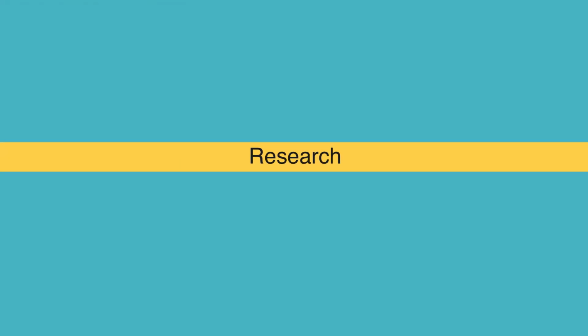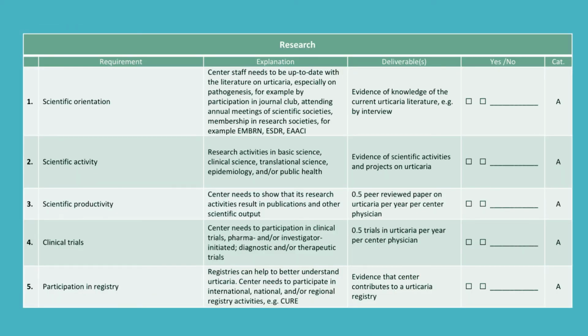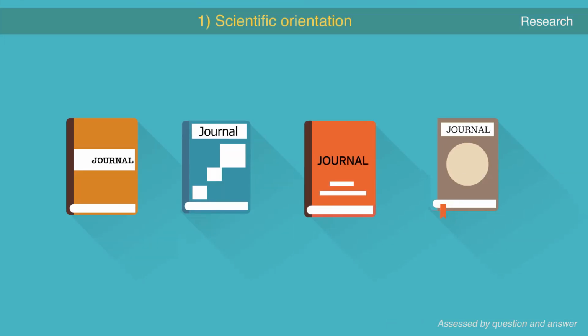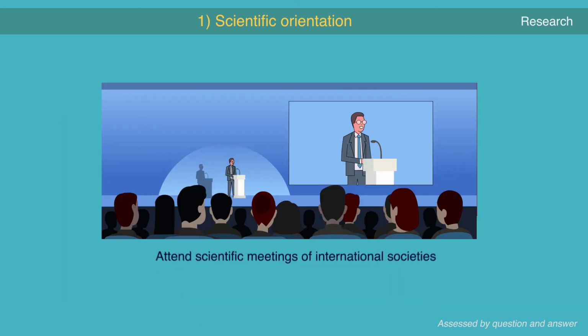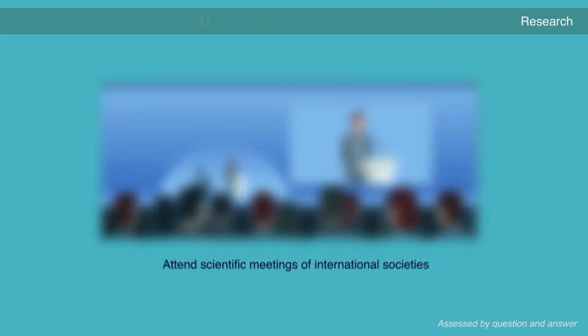Research is divided into 5 items as shown. Number 1. Scientific orientation. Centre staff need to be up to date with the literature on urticaria, especially on pathogenesis, for example by participation in journal club. Centre staff need to attend annual meetings or participate in other educational events of international scientific societies.